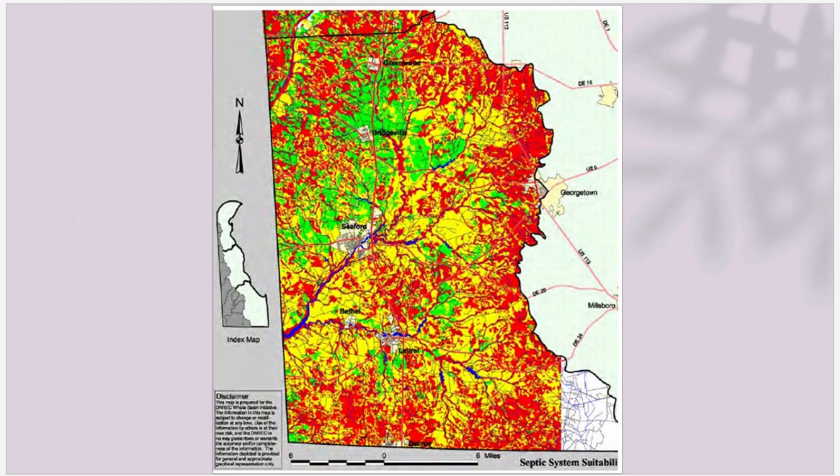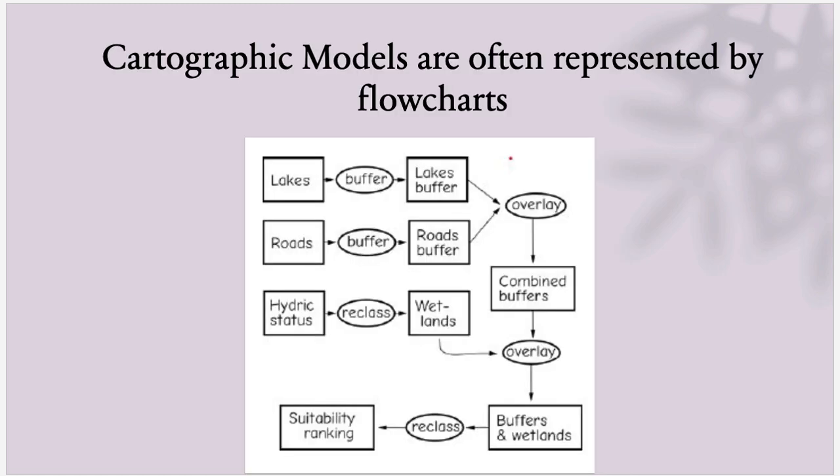This figure is from our textbook, and it is an example of a suitability map produced by combining soils, elevation, wetland, and watercourse data. These analyses are often automated via a cartographic model to produce suitability or other nominal or ordinal rankings over large areas. So the common outputs for cartographic models are nominal or ordinal ranking. Cartographic models are often represented by flowcharts.